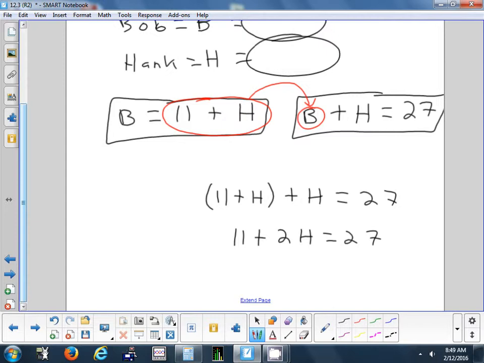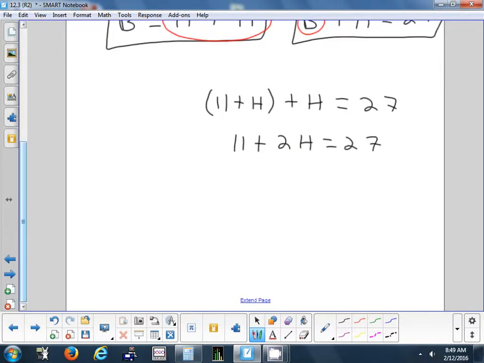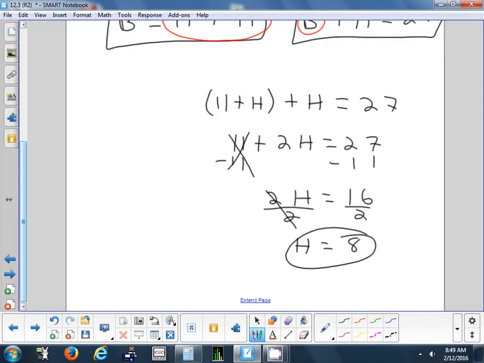All right, two steps left, and then I'll know how old Hank is. What's my next step? Subtract 11. What's 27 minus 11? 16. And my last step to get H by itself. We have a 2 times H. We want to get rid of this 2. We're going to divide by 2. So, how old is Hank? 8. Hank is 8. I said I would write that up above, so I'll just copy it up there.